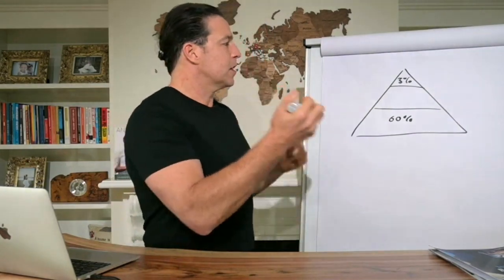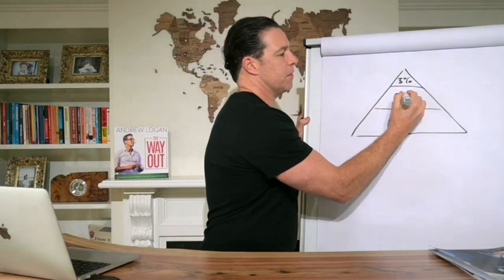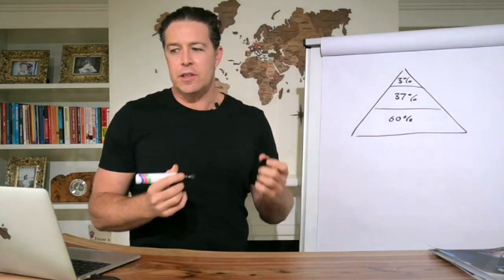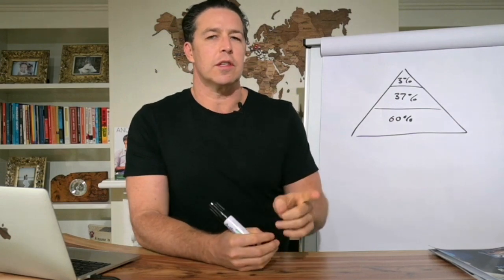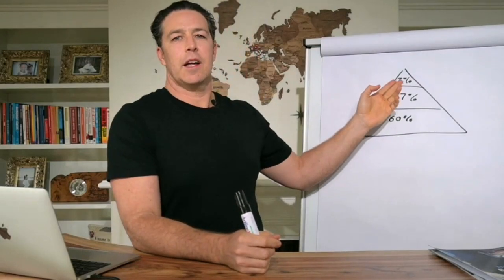Now, the final section here in the middle, 37%. Now, 37% is a huge number. It's more than 12 times more than here. 37% of your audience are interested, but they need a little bit more information, and we can't talk to them directly like we do these people.